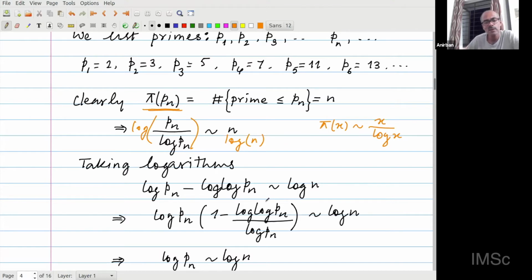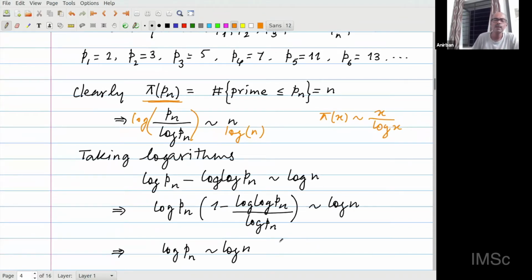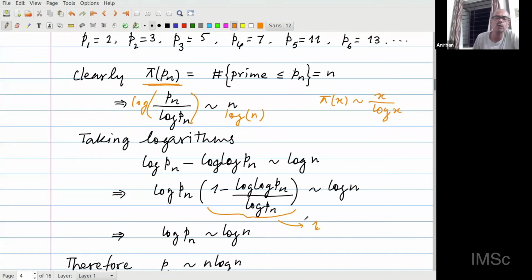So taking logarithms, what we get is log Pn minus double log Pn, and that is about log n. If I take out this log Pn, this is 1 minus double log of Pn by log Pn. Double log is very small, much smaller than log Pn. Therefore this part essentially goes to 1. So log Pn is essentially log n.